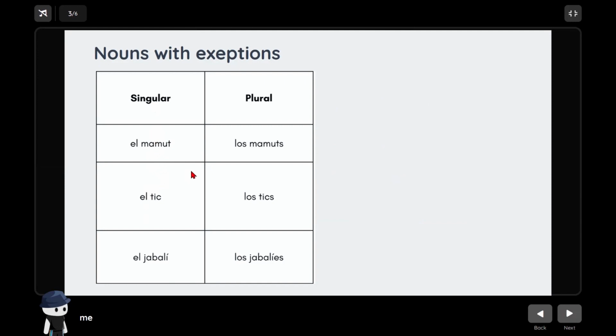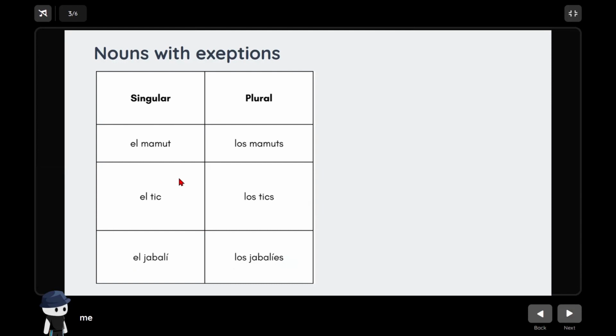So el mamut is los mamuts. They add an S instead of an ES. I don't know why. That's just weird Spanish form. Same thing with el tic, los tics, and el jabalí, los jabalíes. So that's something that you can pay attention to. There are a few exceptions that do exist.